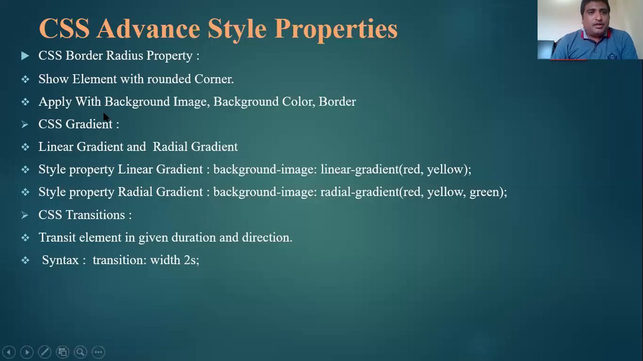Next one is the CSS gradient. There are two types of gradient. First one is the linear and second one is the radial gradient. So here we use the property background-image and write the style property linear-gradient with red and yellow color. So the content shows a mix of red and yellow color. If we want to display in a 3D format, we use radial gradient with three colors: red, yellow, and green. Let's see its example.